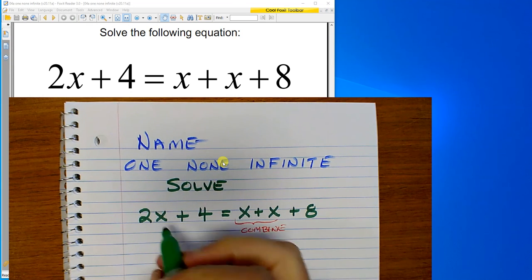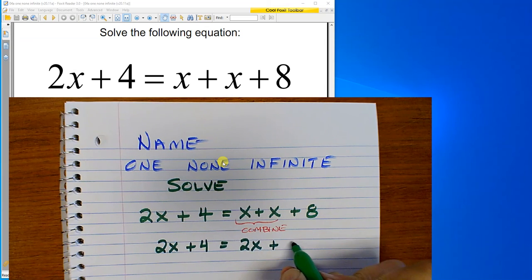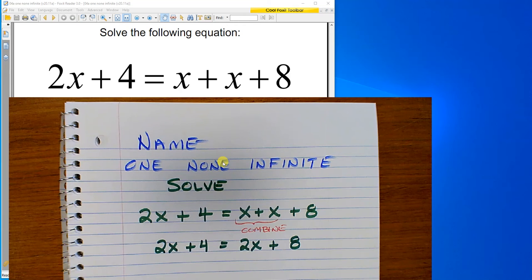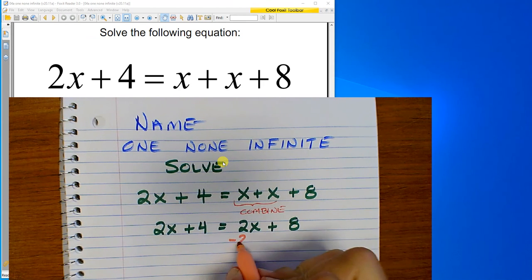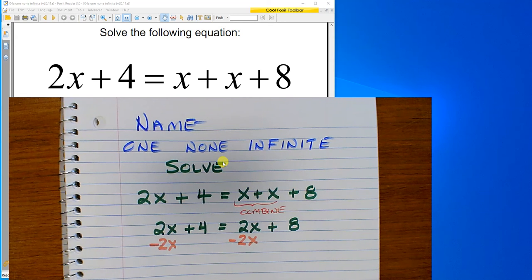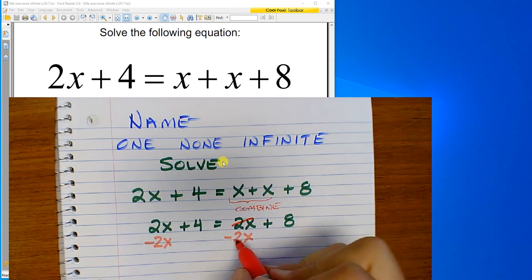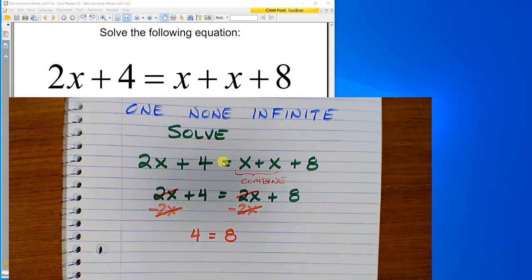That's going to give us 2x plus 4. If you keep looking at the flow map, our next step was to get all the x's on one side. So I'm going to subtract these two x's and try to get them over here. You see what happens: the x's are totally canceling out, and I'm left with 4 equals 8. Now that means something to me. It means that there is no solution.